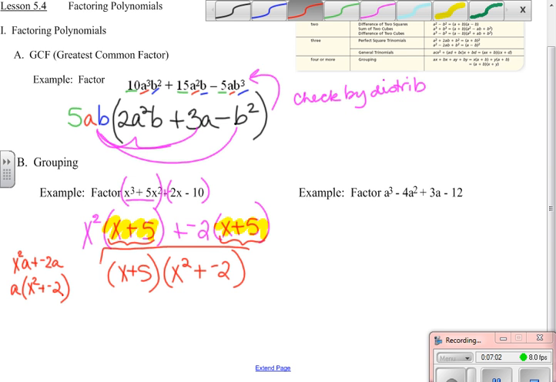And so this is completely factored. You would check this with FOIL. If you FOILed this, you would end up back where we started. Let's look at another factoring example.